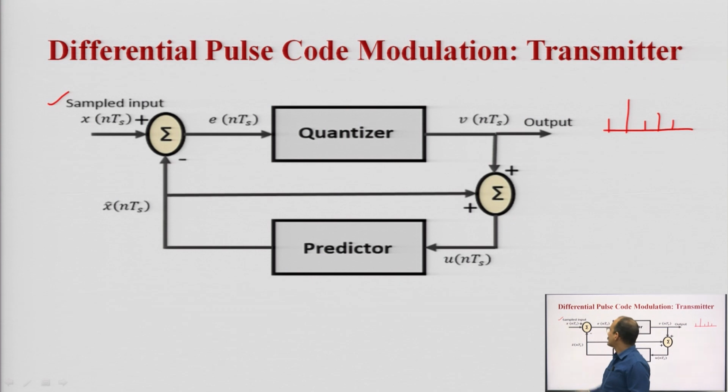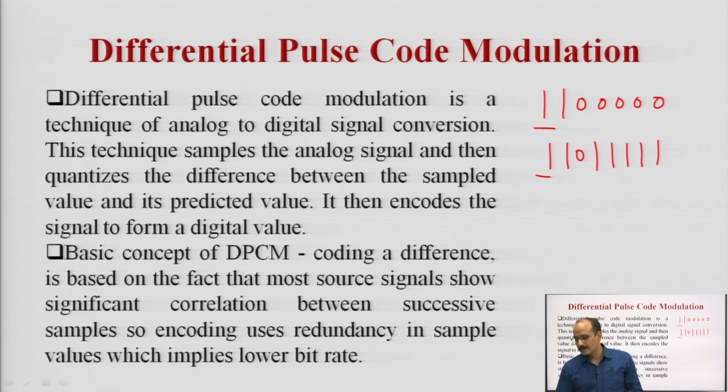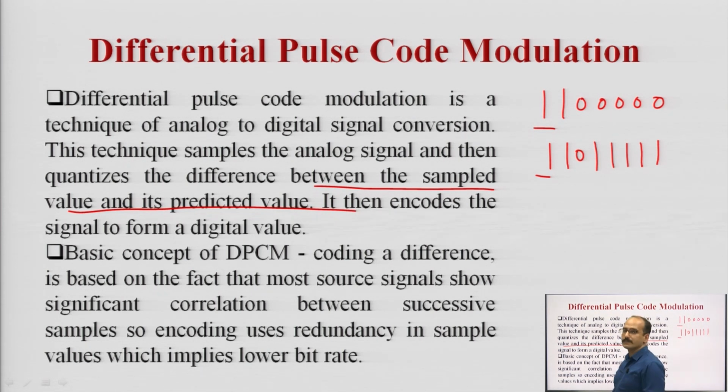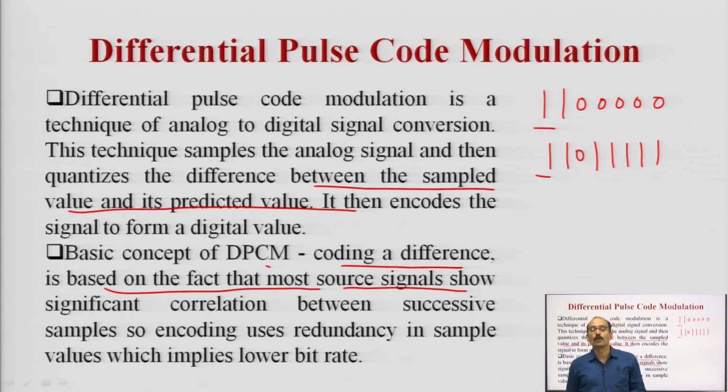Here you can see the sampled input, that is the present input, this is x(nTs), and the previous one, or the predicted value. The predicted value comes from the feedback part of the DPCM. We are getting the previous signal, or the predicted signal, from the previous one. So in differential pulse code modulation, you take the difference between the sampled value and the predicted value. Coding a difference is based on the fact that most source signals show significant correlation between successive samples. So the encoding uses redundancy in sample values, which implies a lower bit rate.